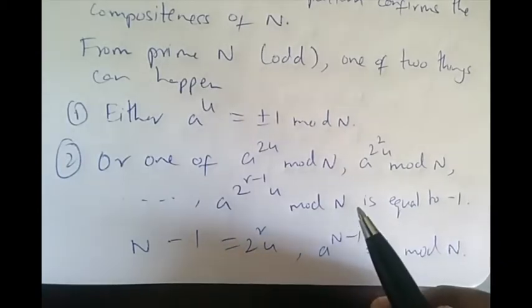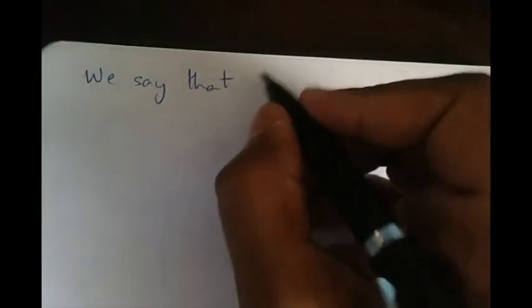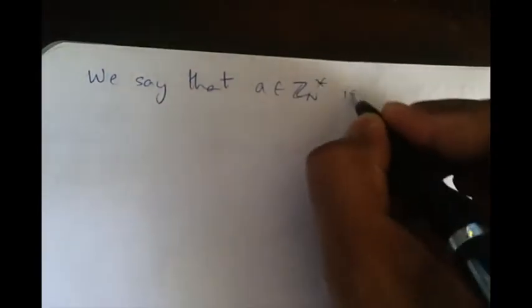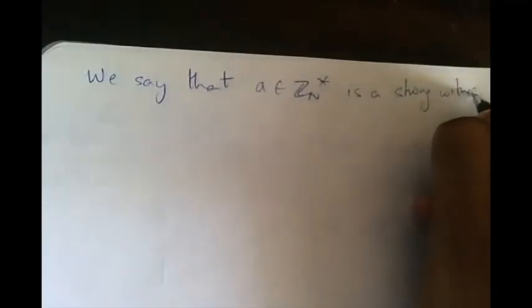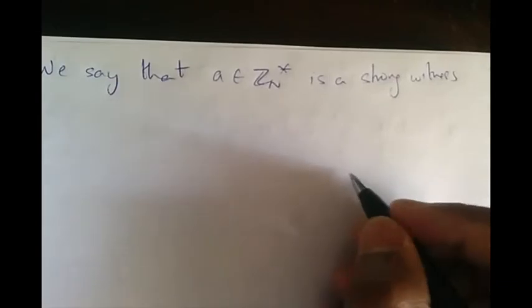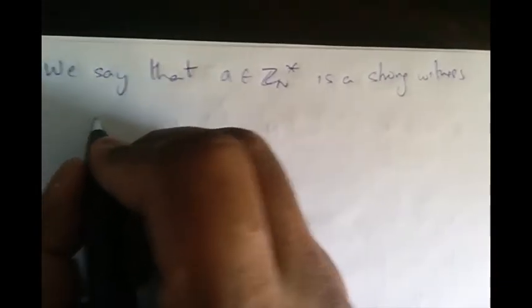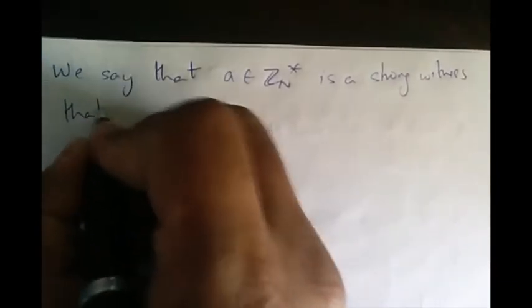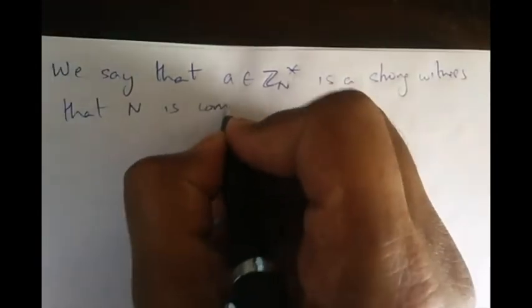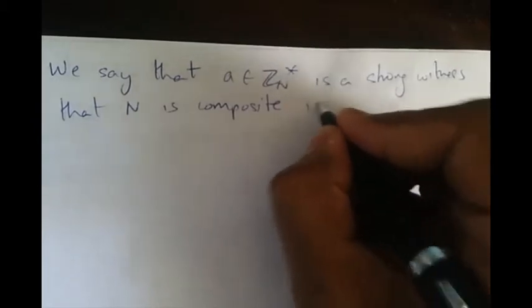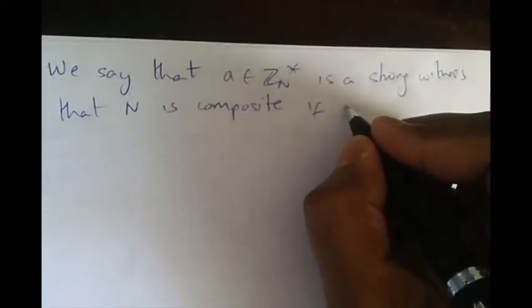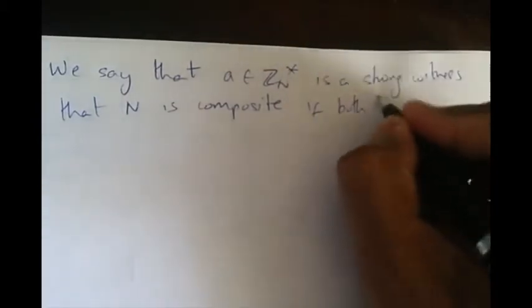So let me turn the page. So we say that a in Zn star is a strong witness that n is composite if both the above conditions don't hold.